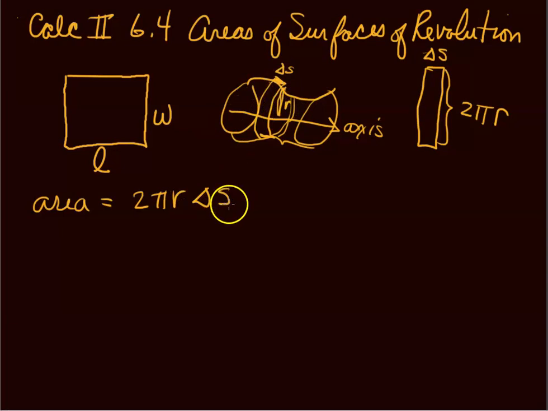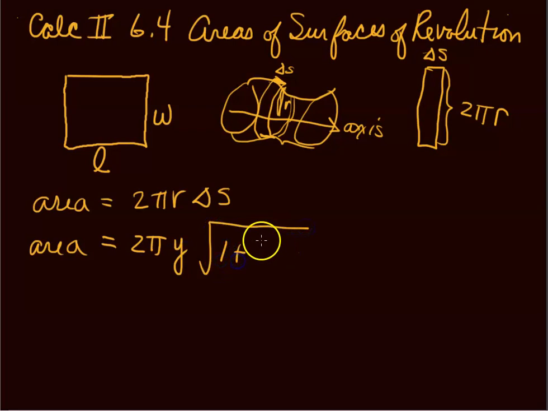And if you remember from section 6.3, we can use the 2 pi r, let's use 2 pi y. That length is the square root of 1 plus dy dx squared. So that we can find that length by using that length of a curve from section 6.3. And this 2 pi y is just then the circumference of this circle.